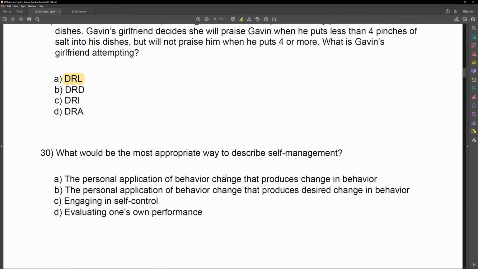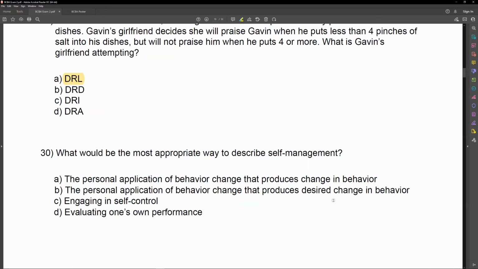And then 30, what would be the most appropriate way to describe self-management? Self-management is something we use in ABA. We have things like self-monitoring, okay, self-evaluation. And it's kind of a misnomer, right? Self-control is still having to do with the environment, but self-management is defined in a certain way. So self-management, the personal application of behavior change that produces change in behavior.